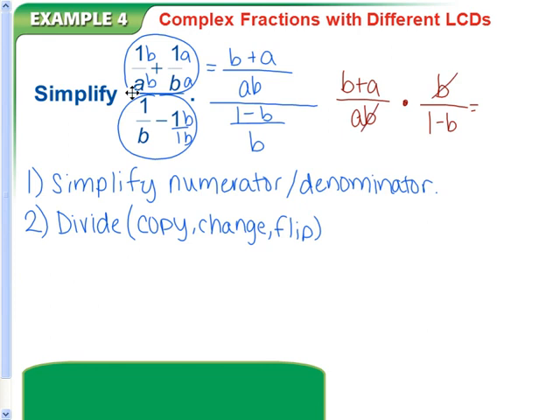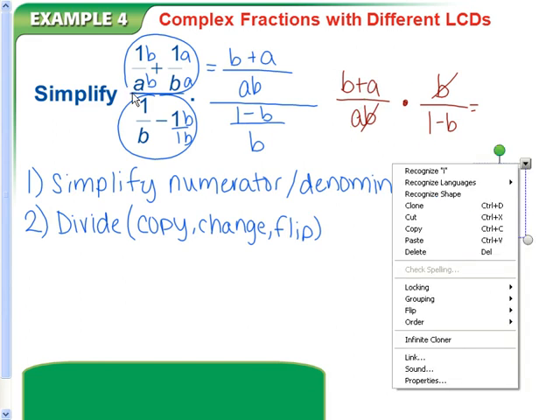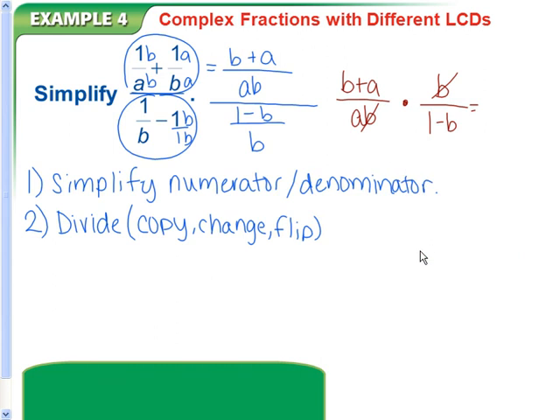Now be careful here. A common thing people would like to do is cancel that a with that a, but that is not something that you can do. You have to cancel whole groups. So you can't just cancel a out of part of a group. So at this point, not much really that we can do.